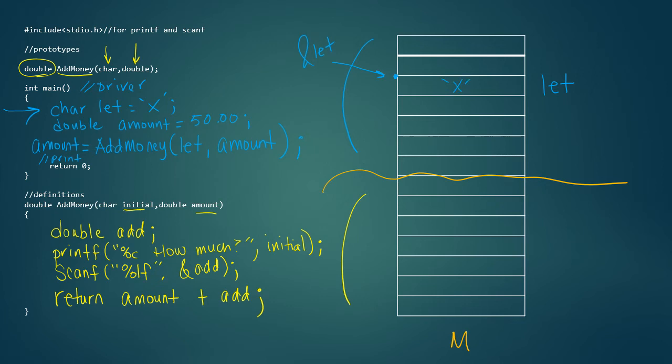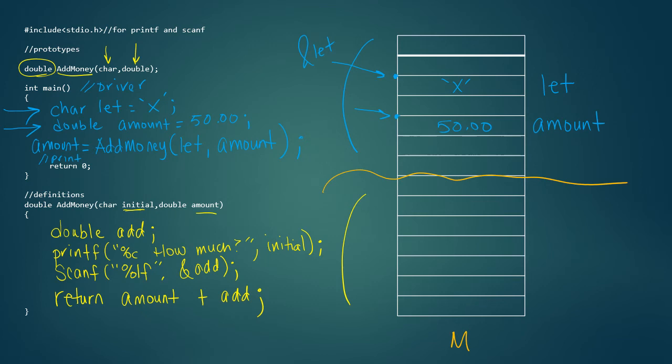The second statement here, we're going to declare a double variable called amount. It's going to have an address, so this will be the address of amount, and it gets assigned a value of $50. So your main function has two variables and they have values in them.